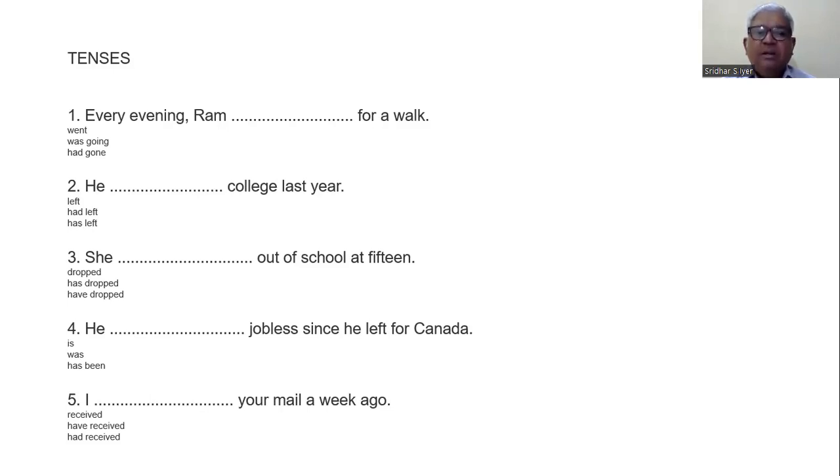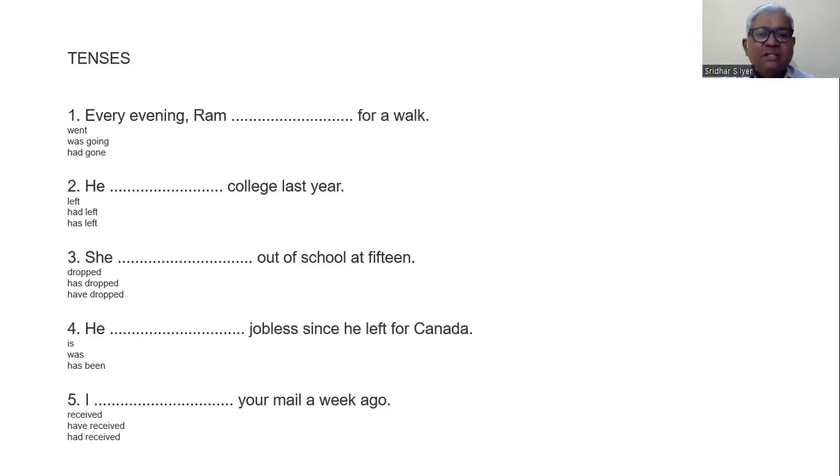But if you say something like he had left college a few years ago and started his own business, that would be a past perfect tense. Anyway, let's get on with it in the upcoming slides as well. She dash out of school at 15: dropped, has dropped, have dropped. So she dropped out of school at 15 would be the right answer.